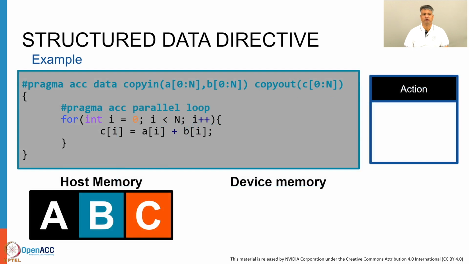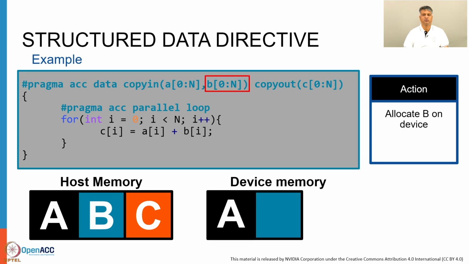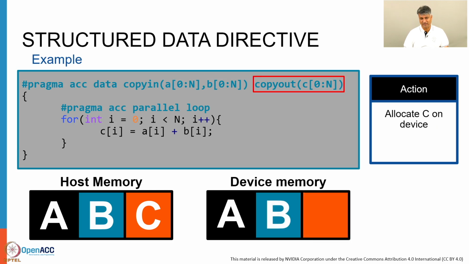Let us see what happens to the data clauses. We have mentioned that we're going to do a copy in of A from 0 to n, B from 0 with n elements being copied, and a copy out of C from 0 to n. So initially when the program starts, only the host memory has A, B, and C. The actions will be: first allocate A on the device, then copy A from the CPU to the device, allocate B on the device, copy B from the CPU to the device, allocate C on the device, but we are not copying C from the host to the device as yet.